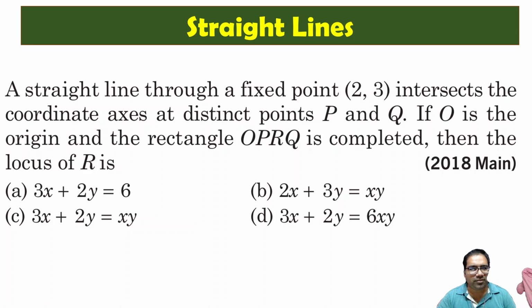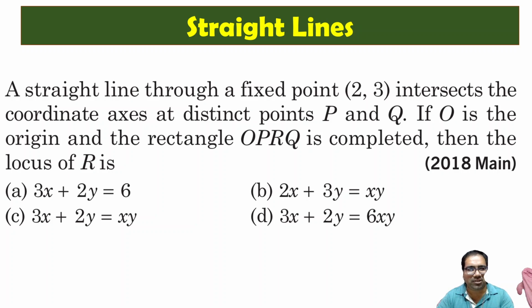A straight line is passing through a fixed point (2, 3), and it is intersecting the coordinate axes at distinct points P and Q. O is the origin, and this rectangle OPRQ is completed. Then what is the locus of this fourth point? What is the fourth point?